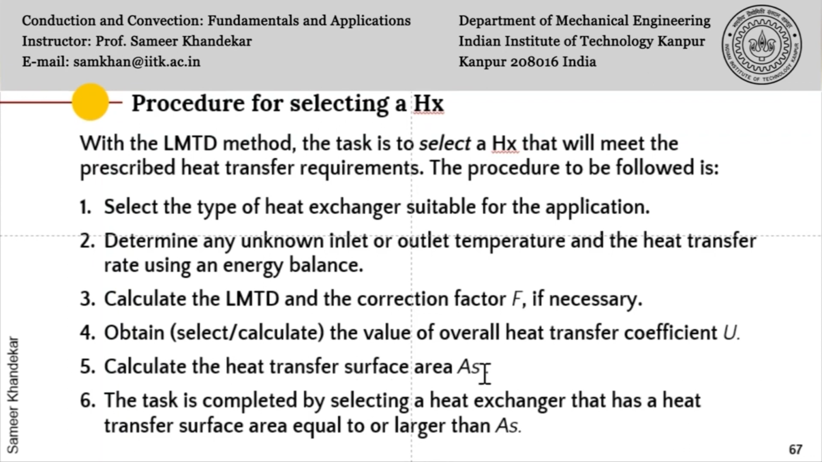Then calculate the heat transfer surface area which you would like, and the task is completed by selecting a heat exchanger that has a heat transfer area equal to or larger than A_s. So once you have calculated how much area will be required, then you can go back to the manufacturing data of these heat exchangers and try to find out a heat exchanger which will satisfy your need. So this is how, let us say, the LMTD method is used, so that we can select a heat exchanger that will meet the prescribed heat transfer requirements.